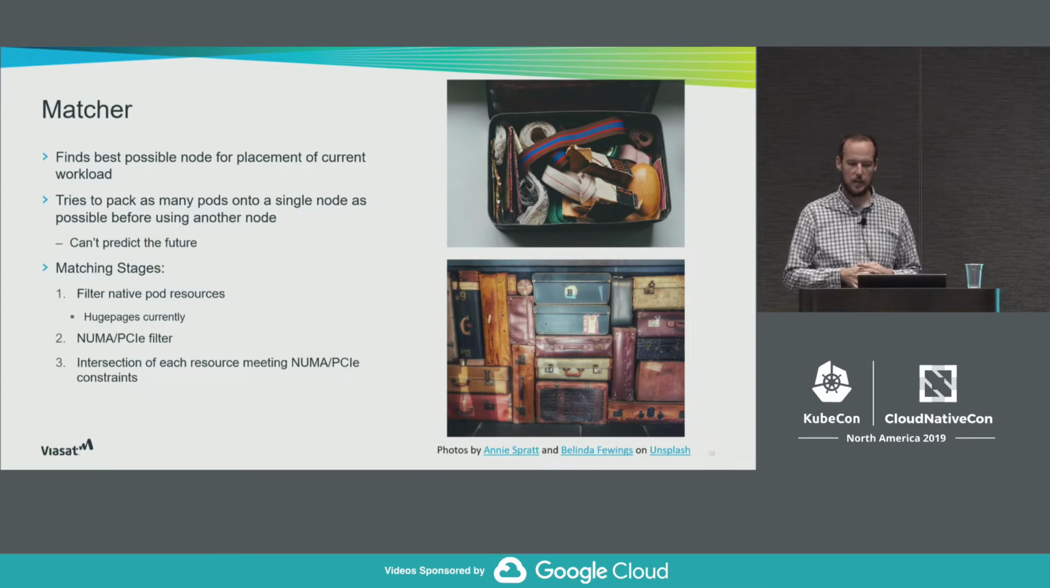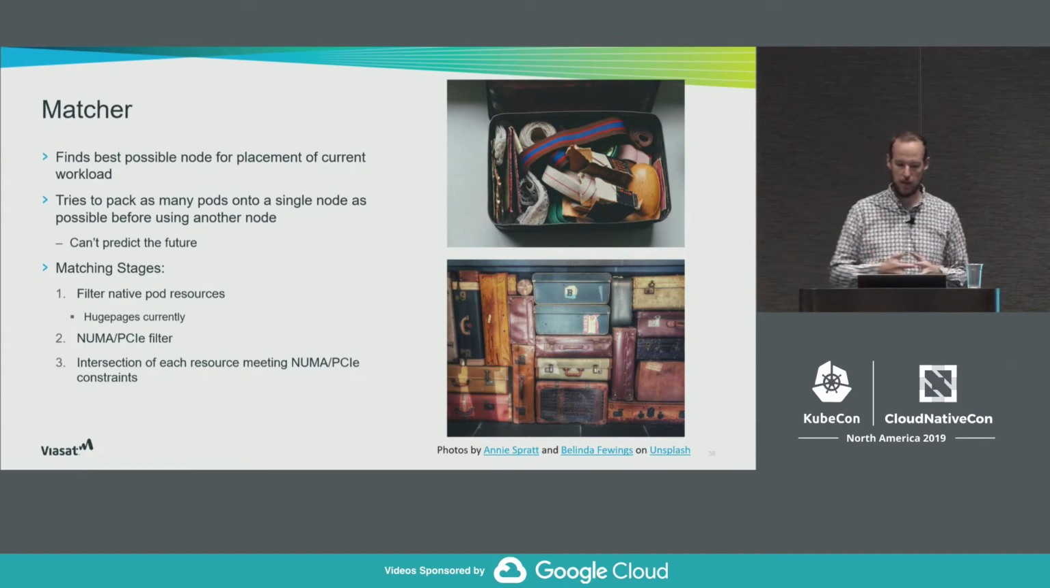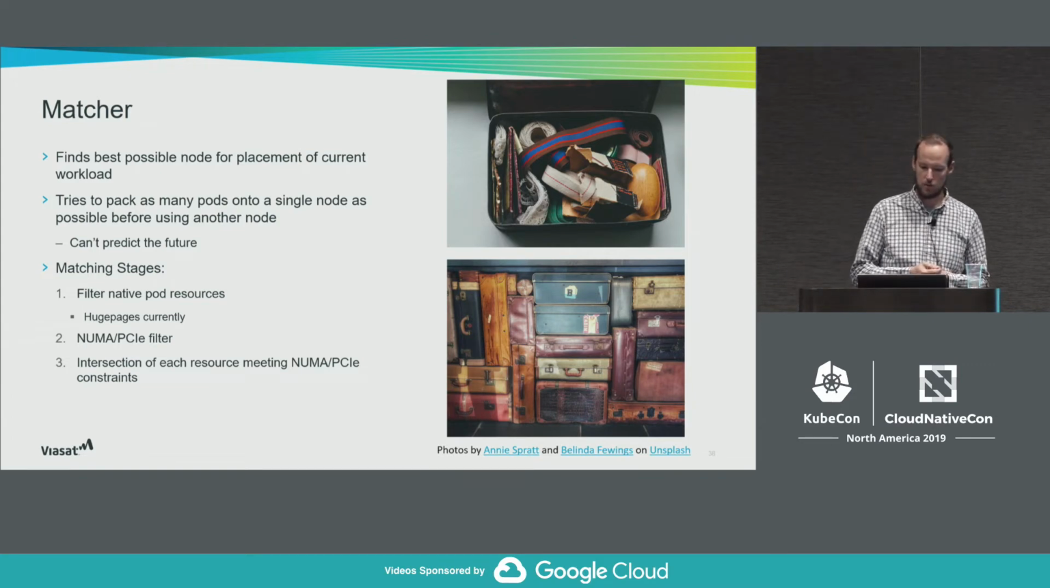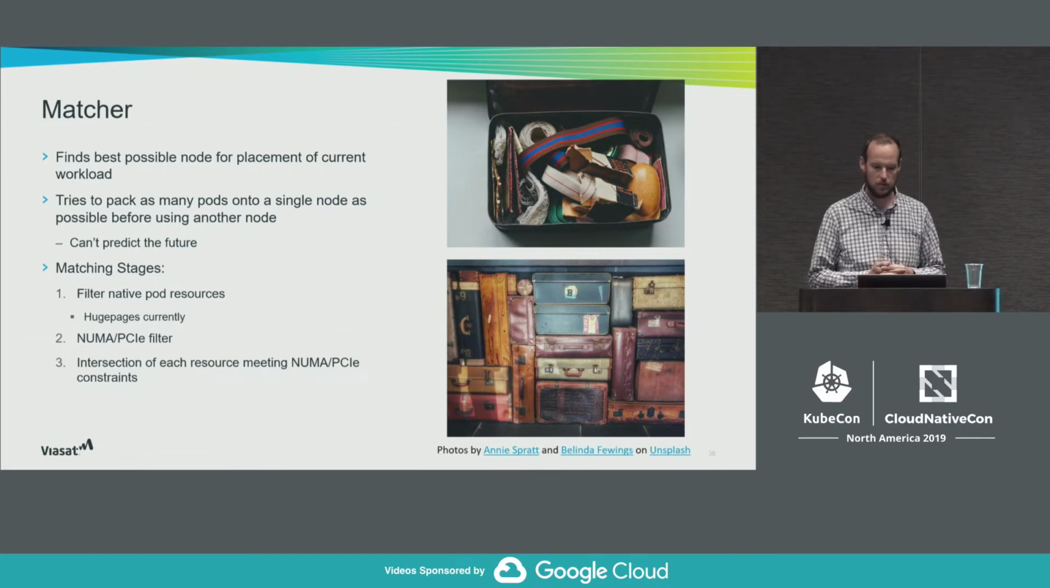And also, it can't predict the future. So it would be nice if you knew 5 minutes of incoming pods and what their requirements are, and then you could schedule it and do better bin packing. But usually in Kubernetes, if you're deploying a pod, you want it to be deployed as soon as possible. So the first stage that it does is it filters the pod resources, which are currently just huge pages, and later we might add them once Kubernetes has support for more resources.